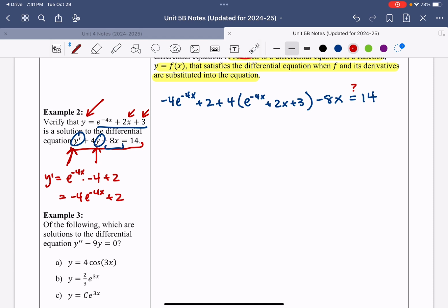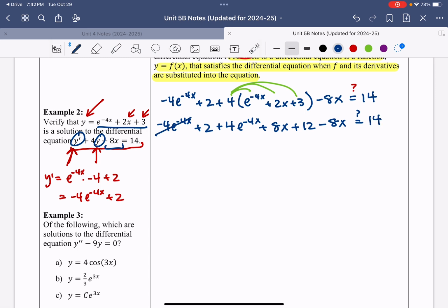All right, time to algebra it up. Combining our like terms, I'm going to distribute this through. So I'm going to have negative 4 e to the negative 4x plus 2 plus 4 e to the negative 4x plus 8x plus 12 minus 8x. And we're checking to make sure this is equal to 14.